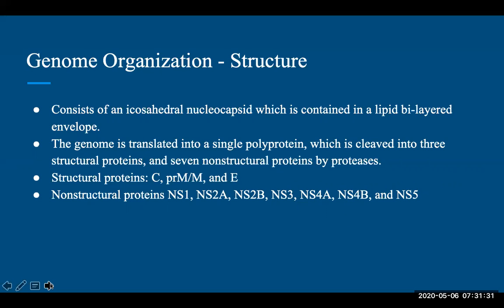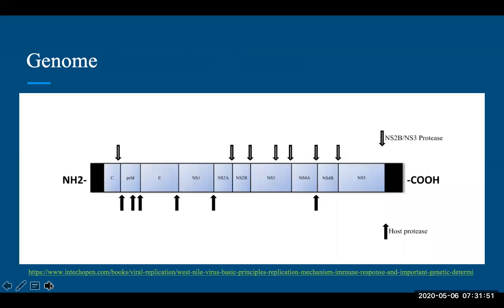During early development stages, you would have a PRM, and towards the final assembly of the virion, you would have an M protein. And then you would have the 7 non-structural proteins that are necessary for replication and assembly: NS1, NS2A and B, NS3, NS4A and B, and NS5. So here we have a linearized picture of the genome, and you can see where the proteases will cleave and the organization of the proteins on the genome.